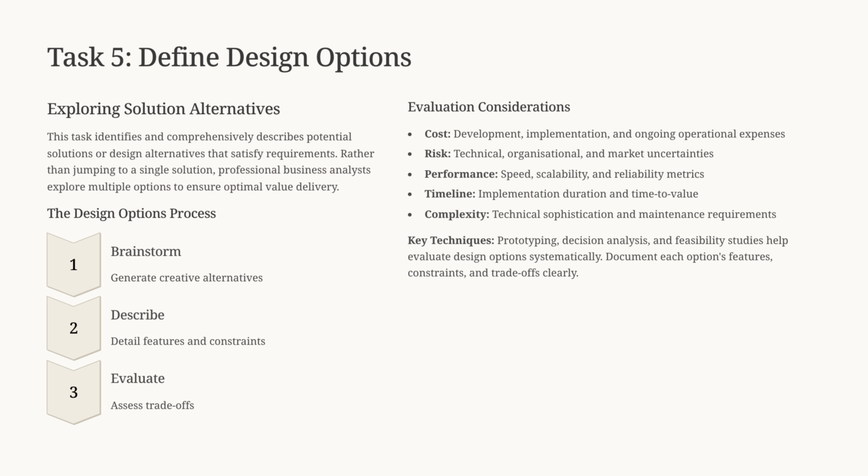The BA compares both options using factors like cost of implementation and operations, risk of failure or dependency, performance metrics like scalability and uptime, timeline to deliver, complexity of integration. Key techniques include decision analysis, feasibility studies, and prototyping. The goal here is to ensure every recommendation is evidence-based, balanced, and aligned with organizational priorities.